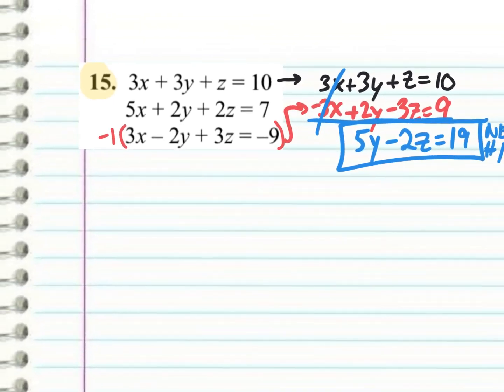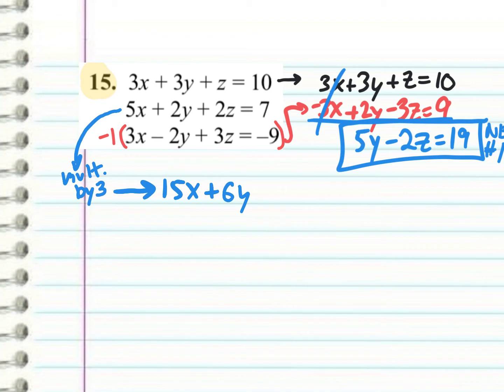So if I need the x's to cancel, I am going to have to take the one I have not used, and I'm going to simply draw an arrow and then put multiply by 3. So I'm going to multiply it by 3. 5 times 3 is 15 with an x. 2 times 3 is 6 with the y. 2 times 3 is 6 with the z. And 7 times 3 is equal to 21 over there. 21.